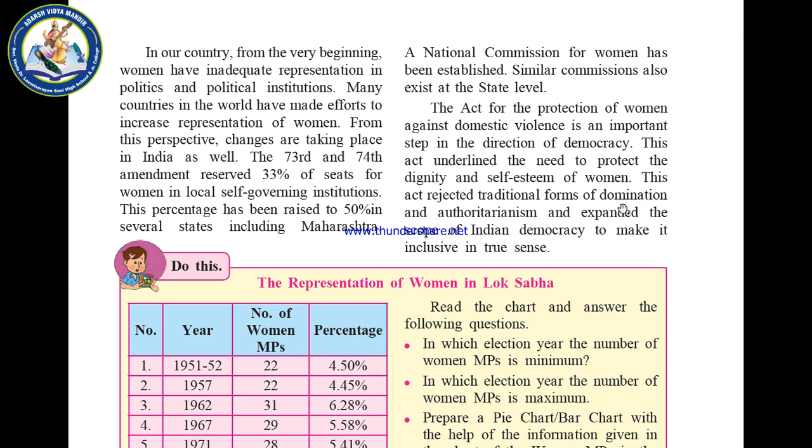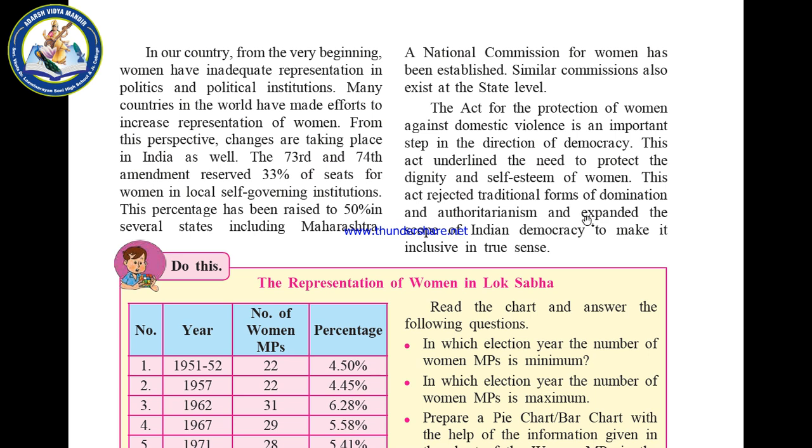But with this act it is rejected. Traditional forms of domination reject कर दिया उसको, that only males do not have the right to dominate the society, dominate the politics or any social institution. And authoritarianism, and expanded the scope of Indian democracy to make it inclusive in true sense.